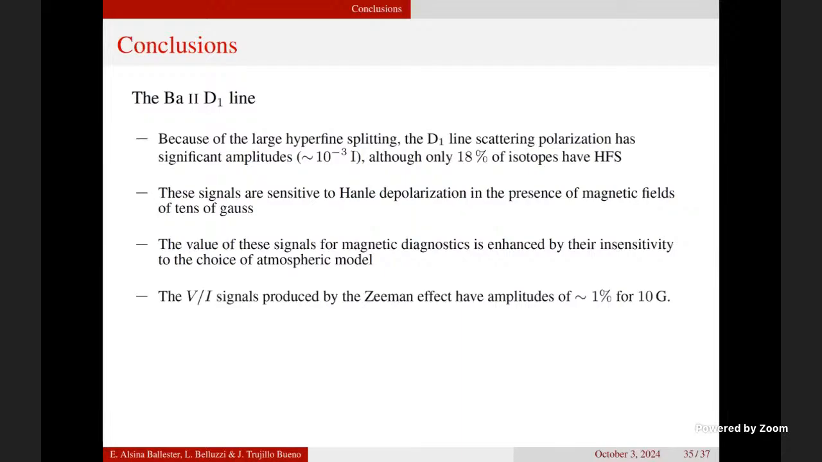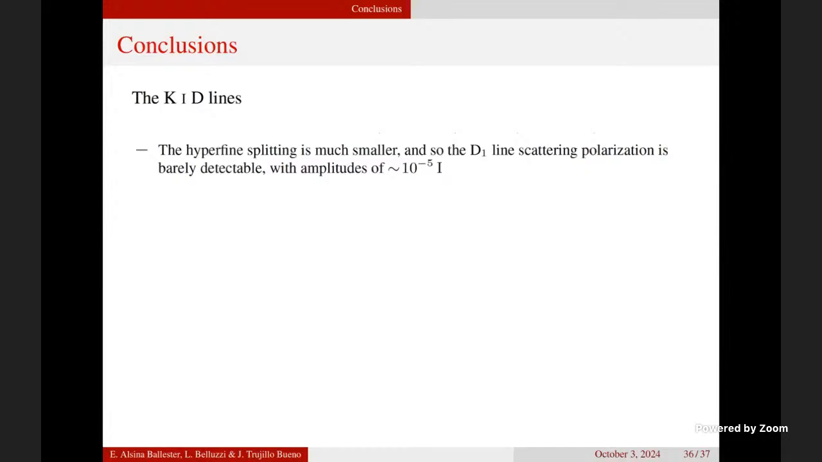The circular polarization signals have amplitudes on the order of 1% for 10 Gauss, a bit less. However, they are visibly impacted by the hyperfine structure, making it much more difficult to apply the weak field approximation.